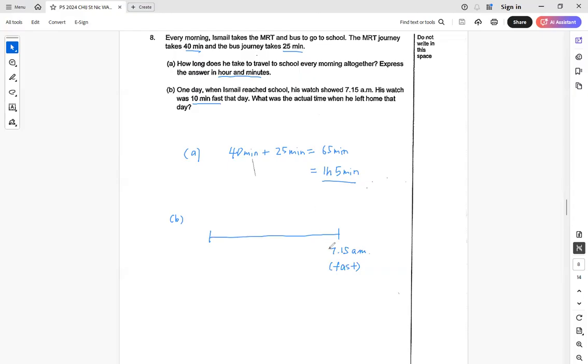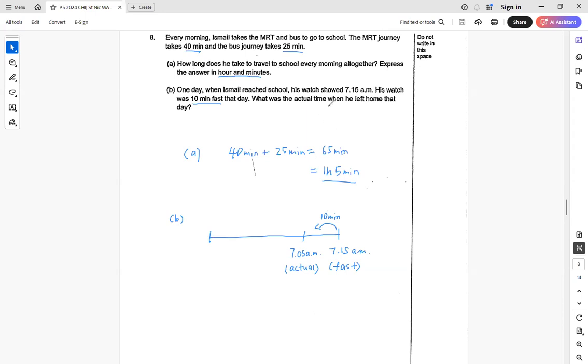So in order to find the actual time he reached school, we have to go back 10 minutes to find the actual time he reached school. So 7:15 a.m., if we go back 10 minutes, it will be 7:05 a.m. Okay, wait, let me just tidy this up. I'll just put it in brackets. This is the actual time that Ismail reached school.